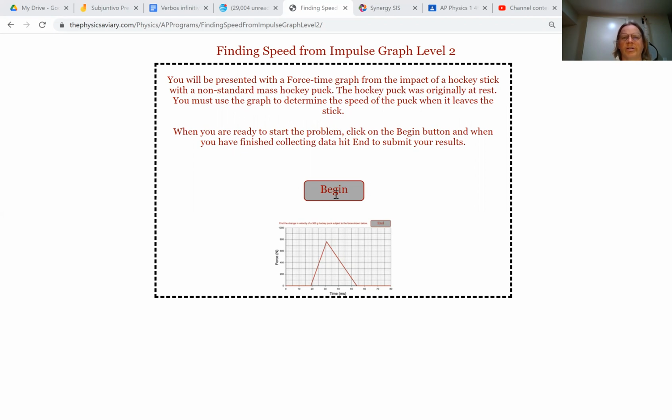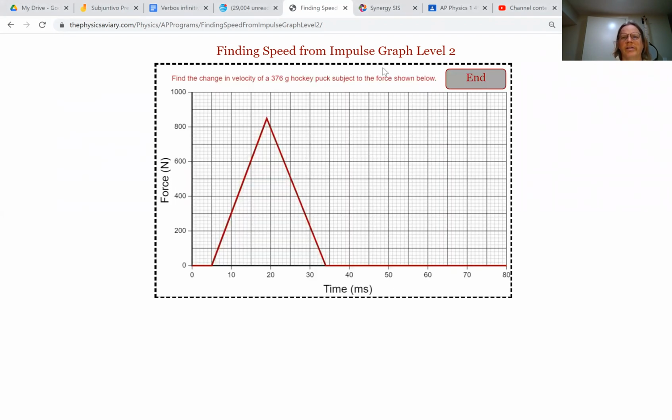When you're ready, click the begin button. All righty. Ready. All right, there it is, guys. All right, time to annotate. Do whatever you need to do there.